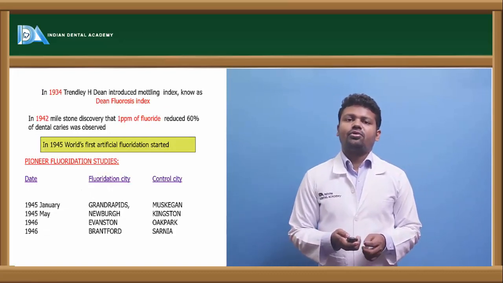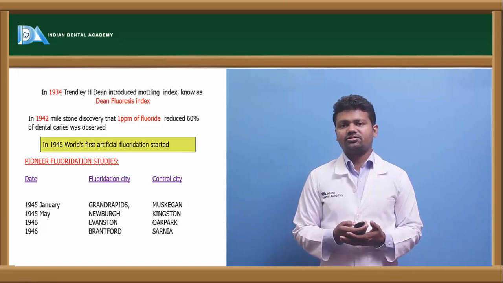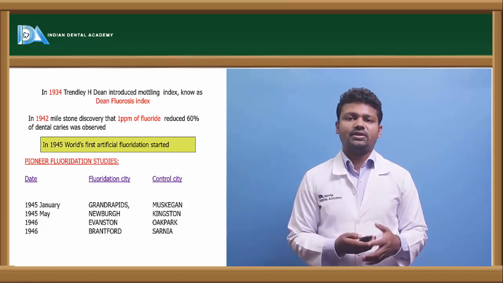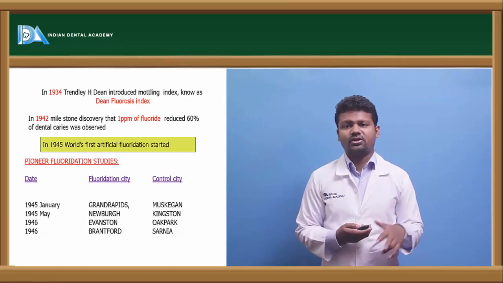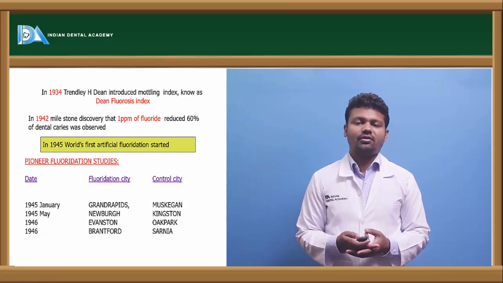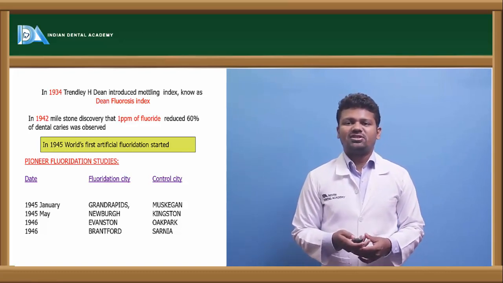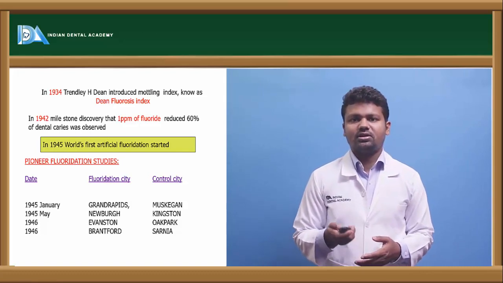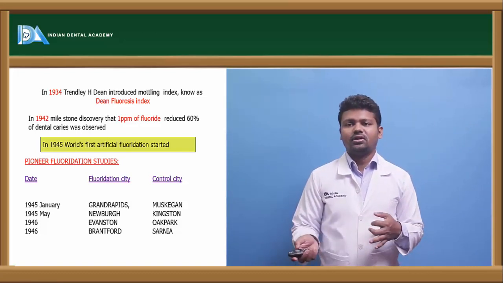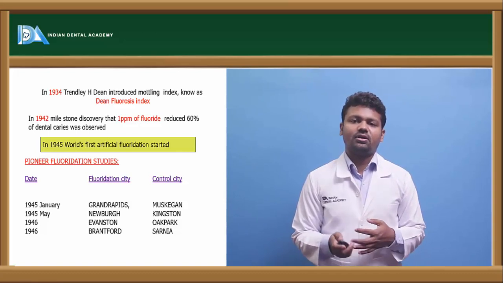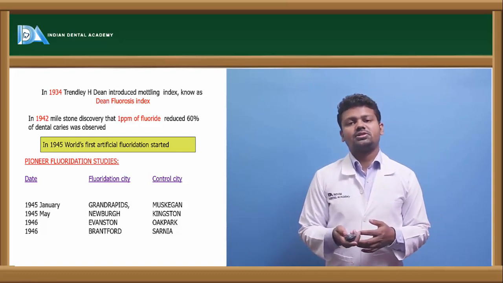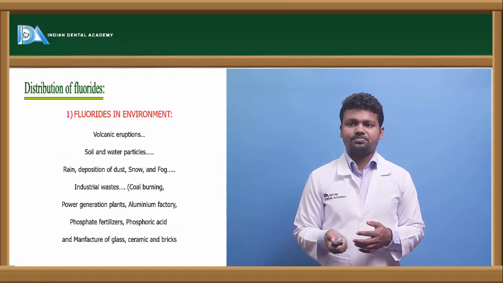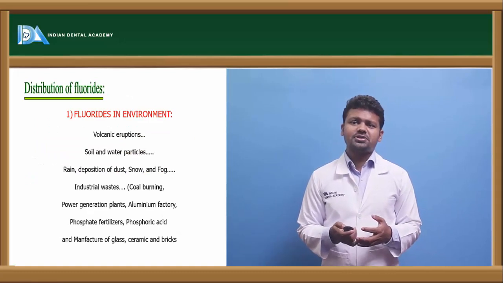In 1934, he gave the Dean fluorosis index for recognizing dental fluorosis, and a further modification he gave in the year 1942. There were some pioneer studies, which we will discuss in our systemic fluoride classes. They were the Grand Rapids, Newburgh, and Kingston studies. We'll discuss this in our systemic fluoride lecture. Now coming to our distribution of fluoride.